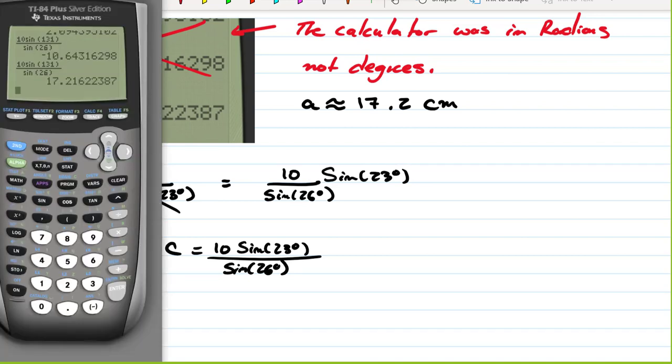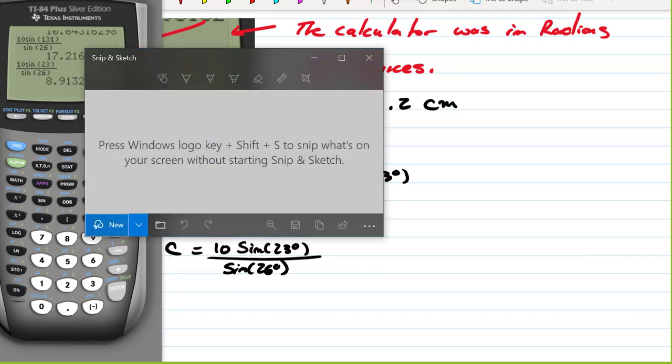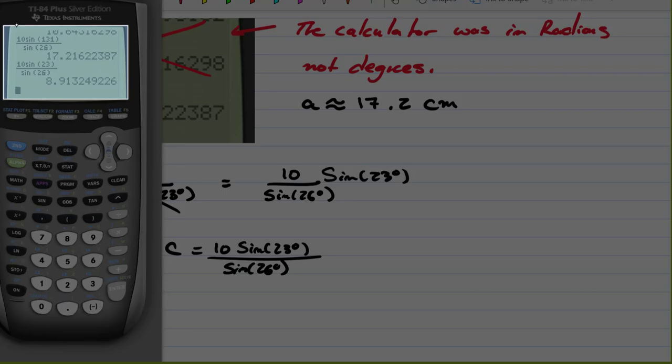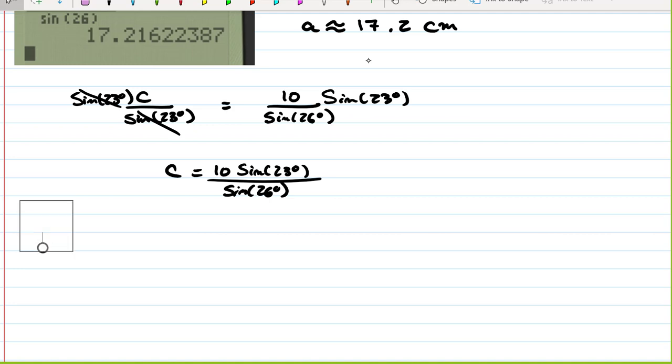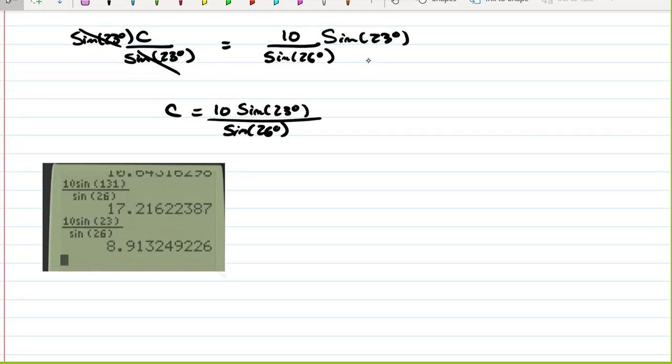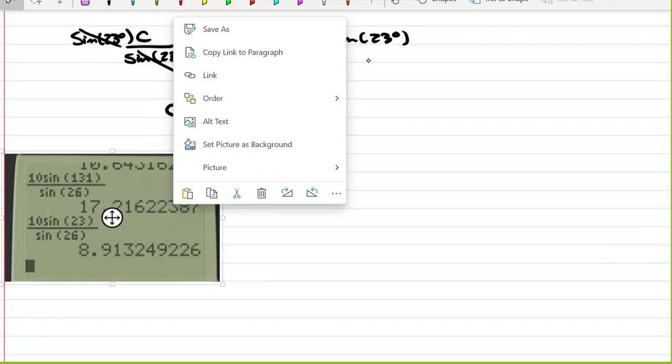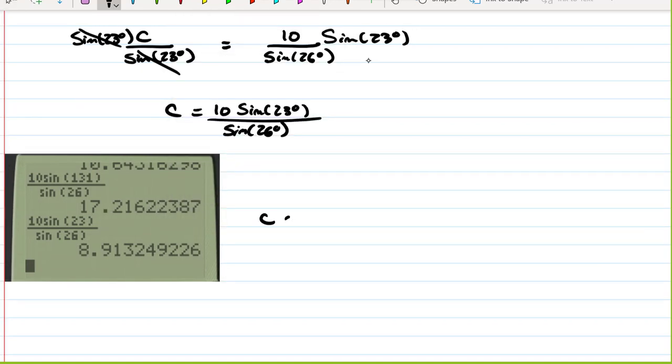And we grab our calculator. It's already in degree mode, so we have 10 times the sine of 23 over sine 26. We press enter and we get 8.91, so that's going to round to 8.9. So now we have successfully solved this triangle. C is about 8.9 centimeters.